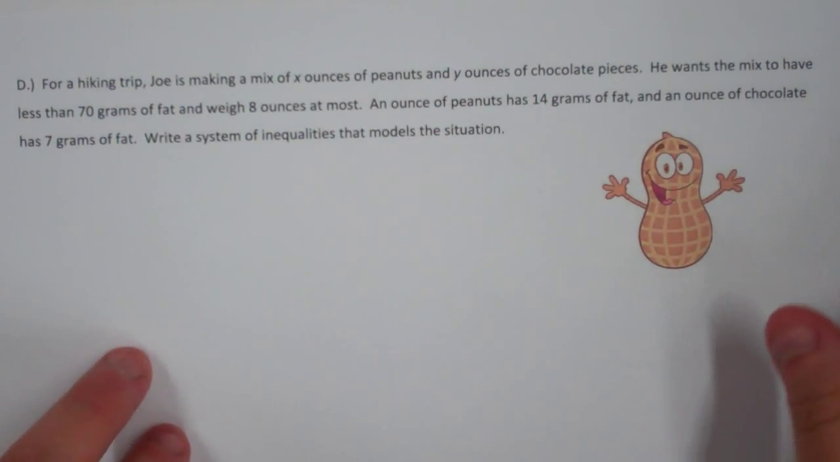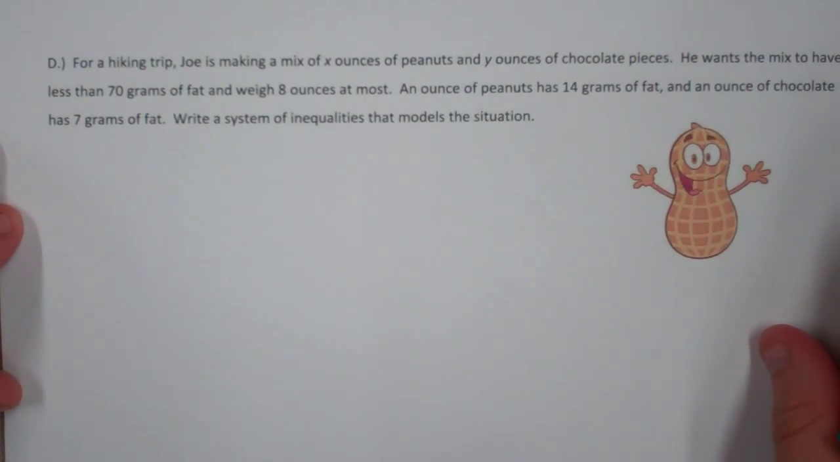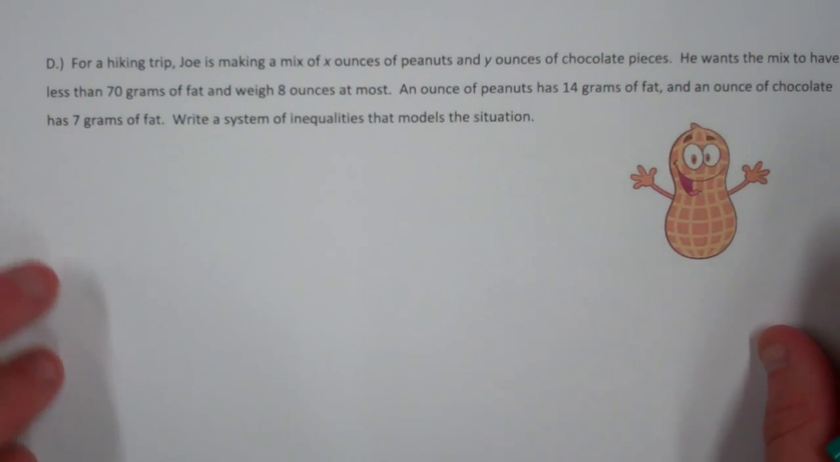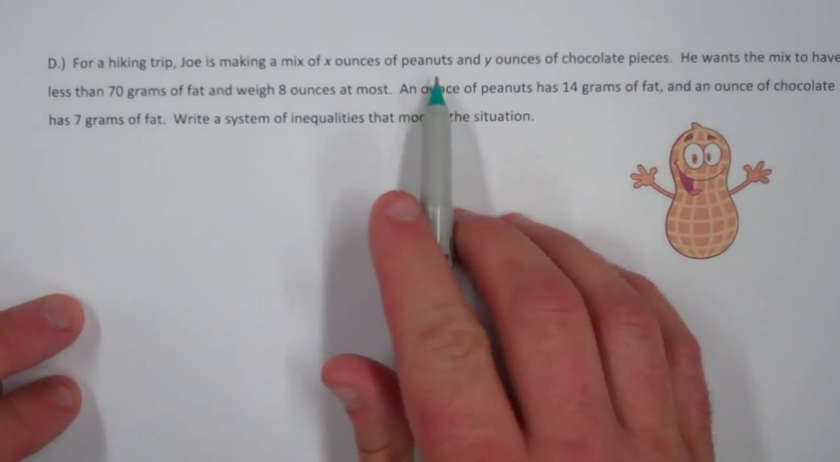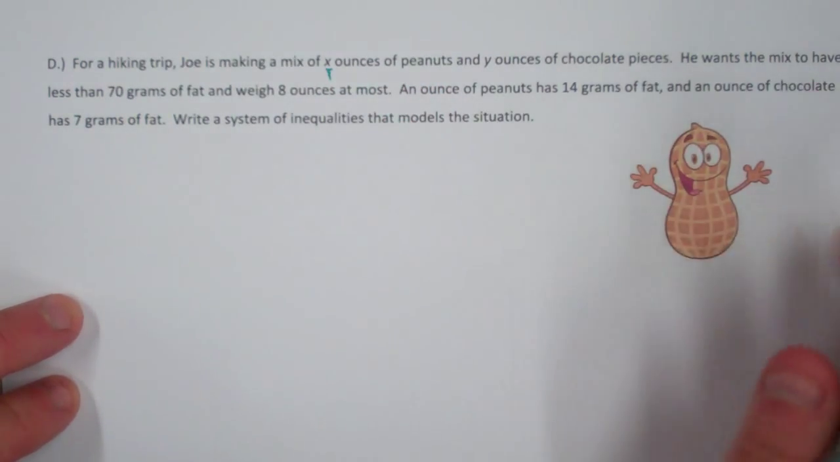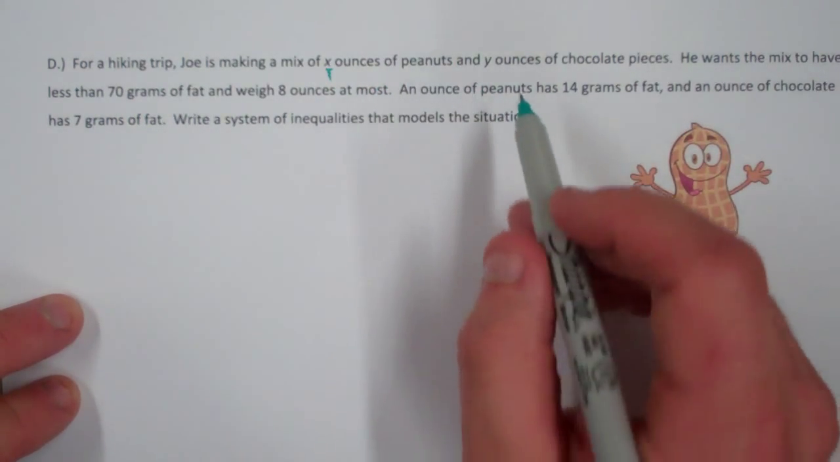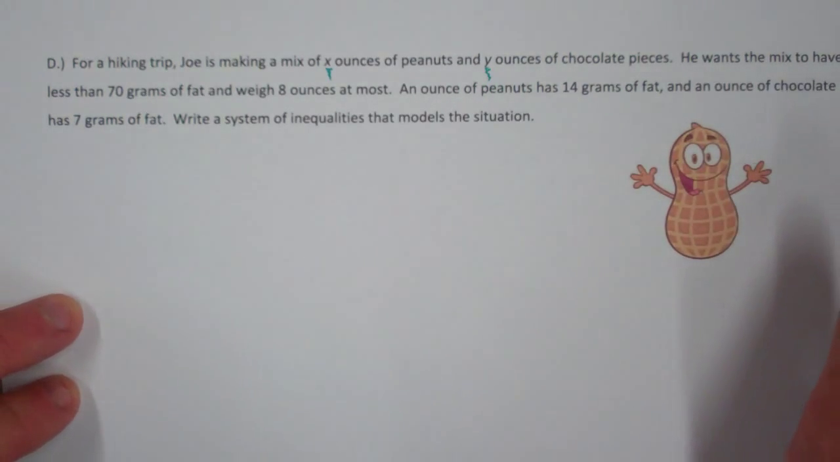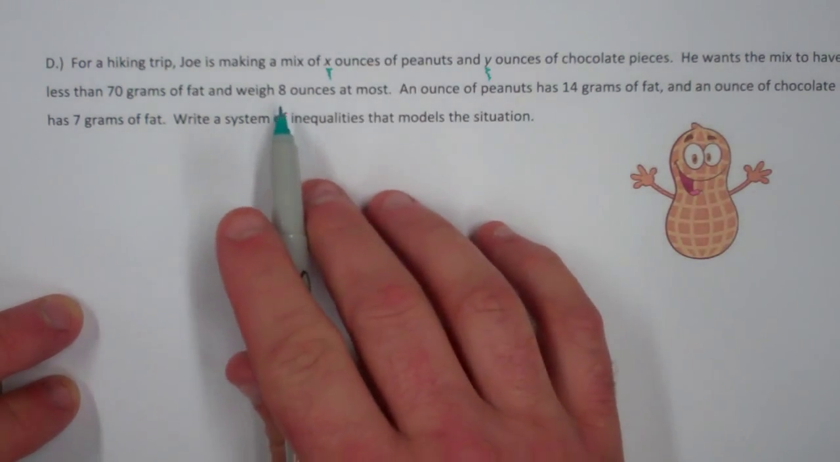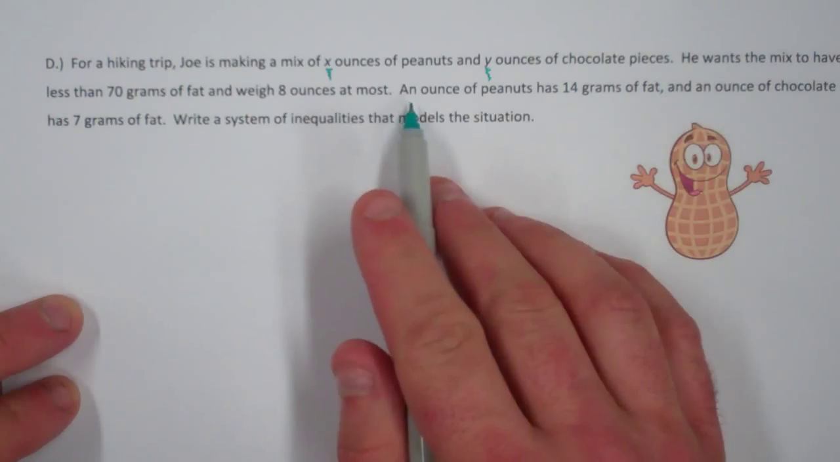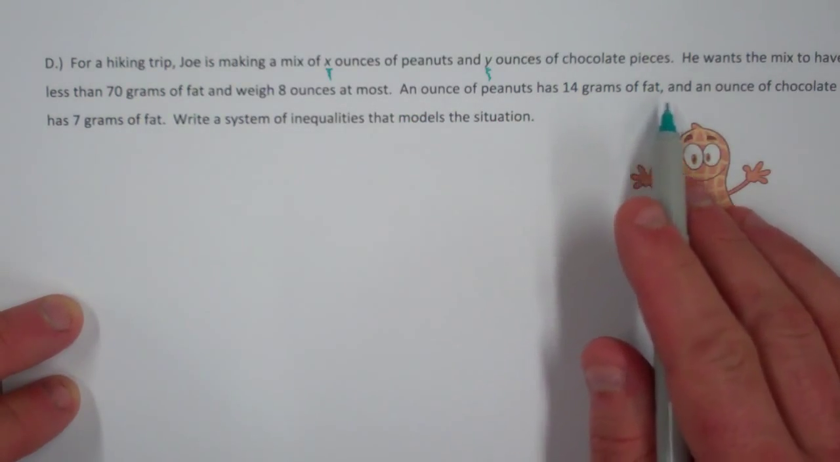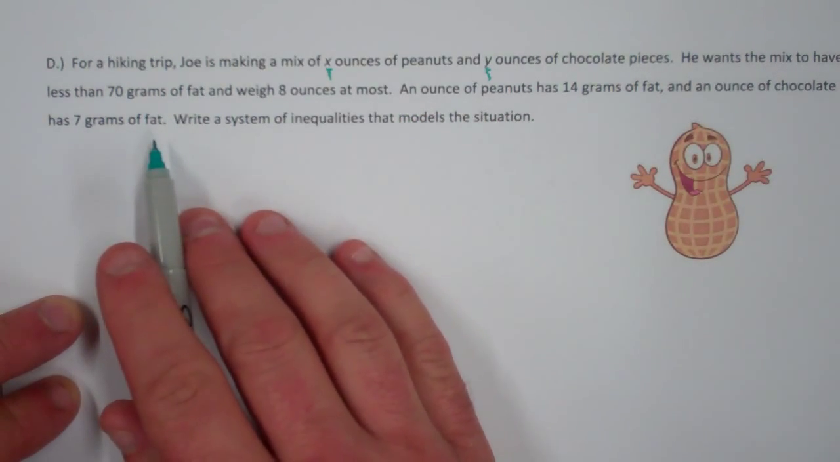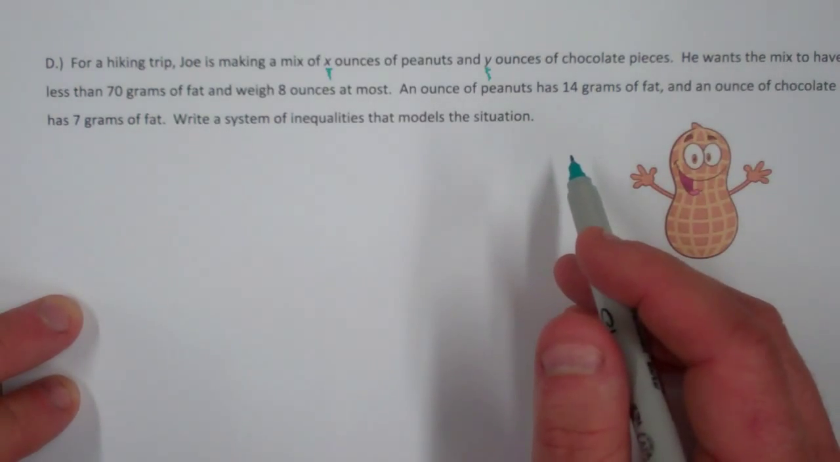And the last one here, we've got part D. For a hiking trip, Joe is making a mix of X ounces of peanuts. So we've got our variable right here. I'm going to put a little squiggly line under that. And Y ounces of chocolate pieces. He wants the mix to have less than 70 grams of fat and weigh 8 ounces at the most. An ounce of peanuts has 14 grams of fat and an ounce of chocolate has 7. And we'll write that system of inequalities.